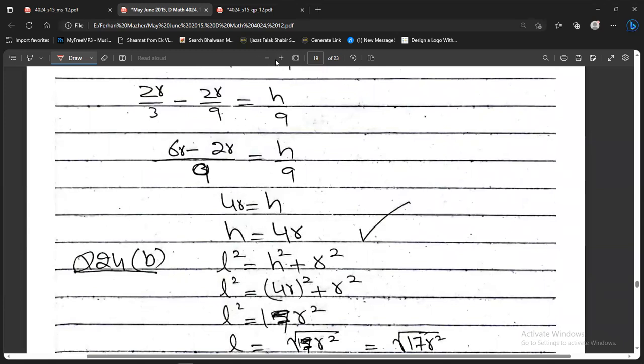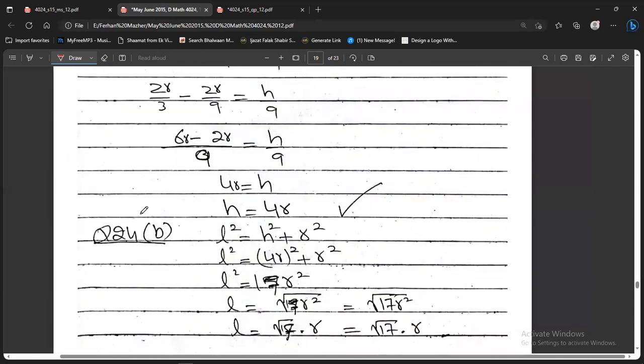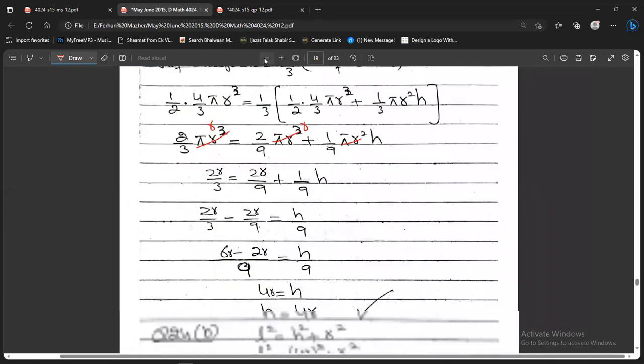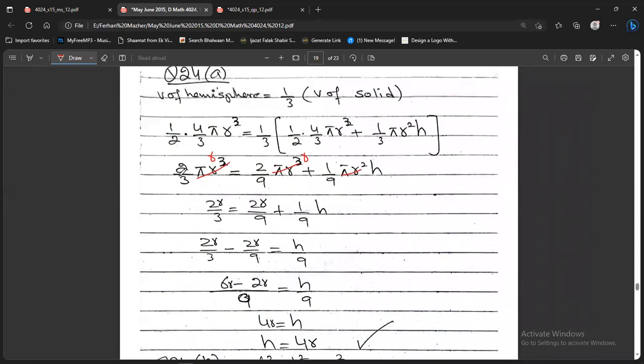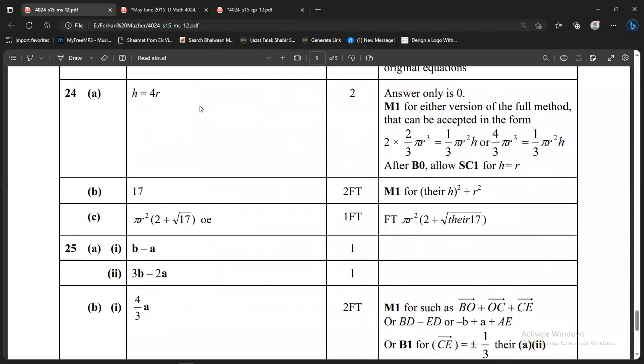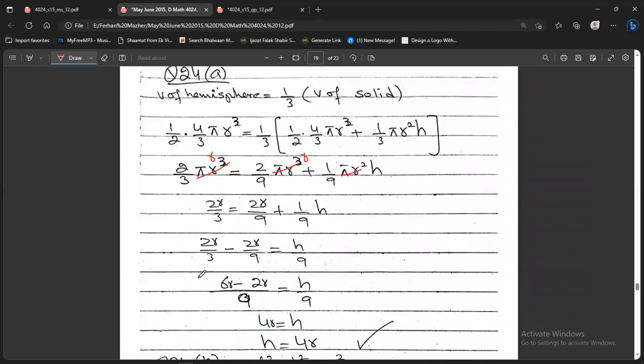A little tricky question. Let me show you the whole thing. Okay. So the h is equals to 4r. This is a marking scheme. H is equals to 4r.